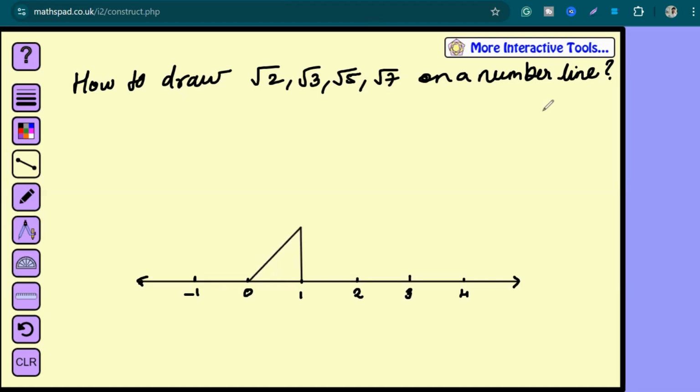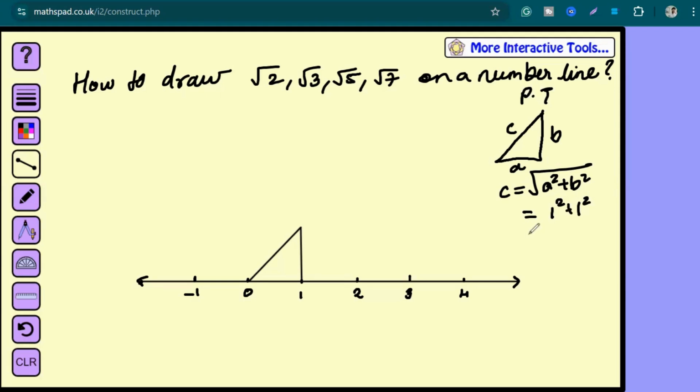Now if you understand the concept, in a right angle triangle, using the Pythagoras theorem, we have c equal to square root of a square plus b square. In our case, a is 1 and b is 1, so we have square root of 1 square plus 1 square, which is root 2. So this particular hypotenuse is the root 2.